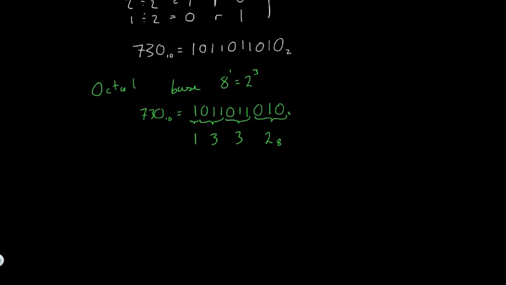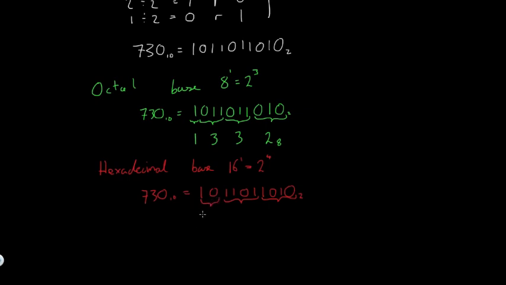The other number system which is often used in computer science is hexadecimal. Hexadecimal is base 16, so 16 is equal to 2 to the power 4. For every 4 digits in a binary number, that's replaced by 1 digit in a hexadecimal number. Let's look at our 730 in binary and write it out again. This time I group in 4s, starting from the least significant digit. There's one group of 4, two groups of 4, and finally a group of 2. Now I convert each of these groups into hexadecimal.